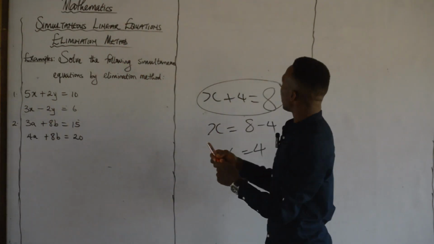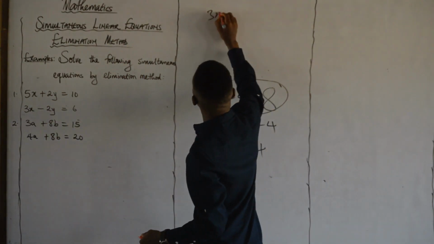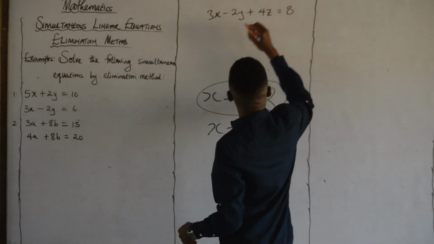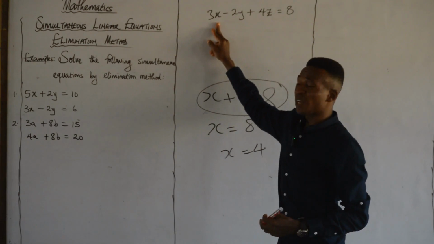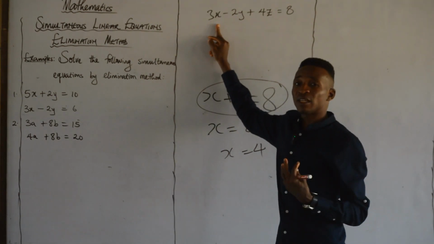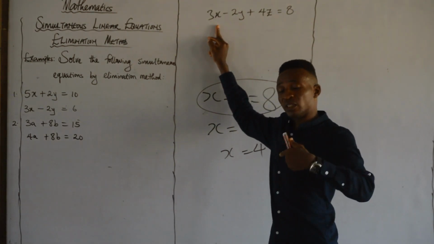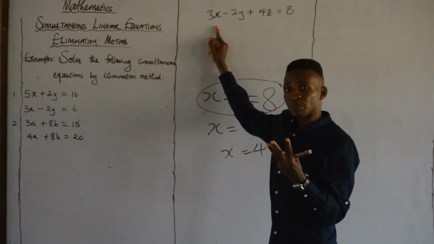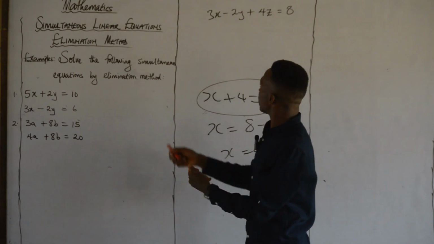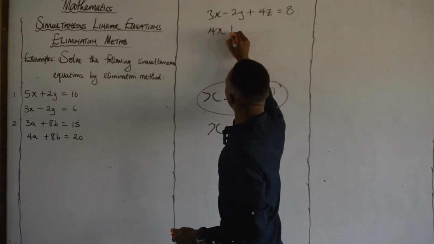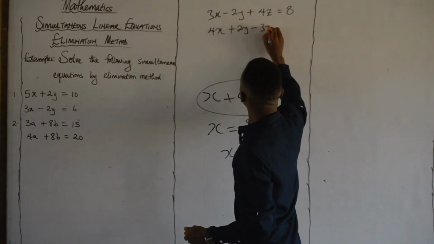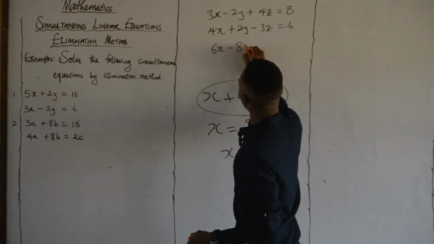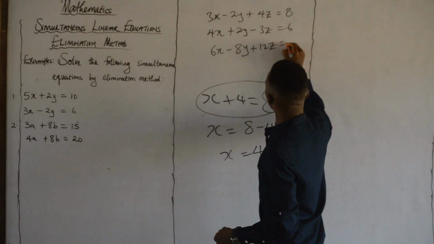Now let's assume we have an expression like 3x minus 2y plus 4z equals to 8. Now, this one is telling us that we're having three different variables. Since you're having three different variables, your equations are no longer going to be 1, not going to be 2, but rather it's going to be 3, because we're having three variables here. So it's possible for you to have 4x plus 2y minus 3z equals to 6, which is the second equation. 6x minus 8y plus 12z equals to 17.